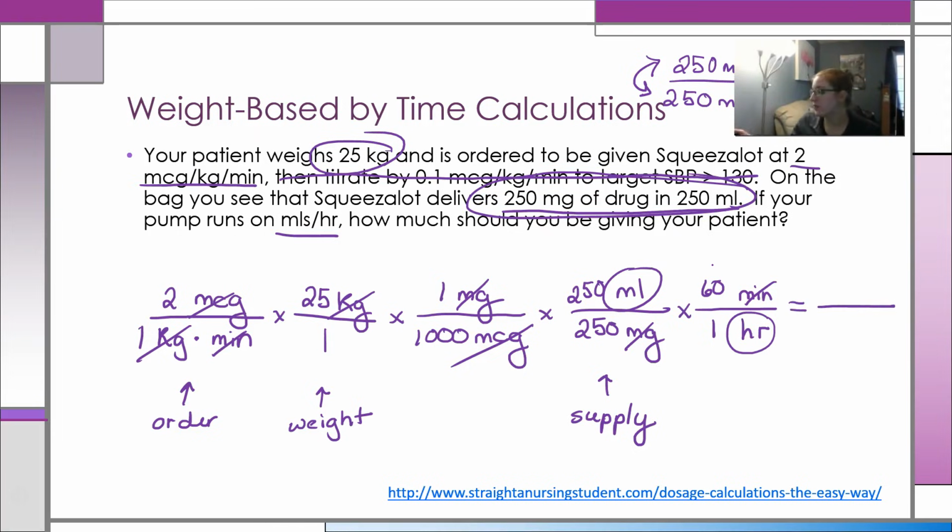Okay, so multiply across the top. Grab your calculator. Do some multiplying. 2 times 25 times 250 times 60. Oh, that's a nice big number. 750,000. Oh, I can fit it. Yes. Got to fit those units in. That's what really matters. Tells me if I'm doing things correctly or not.